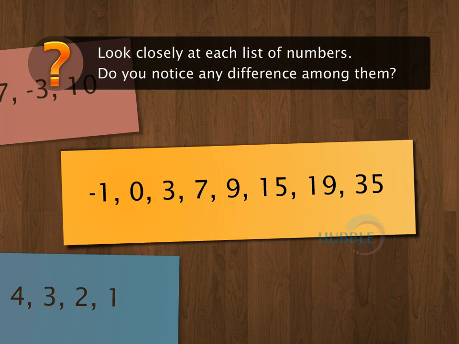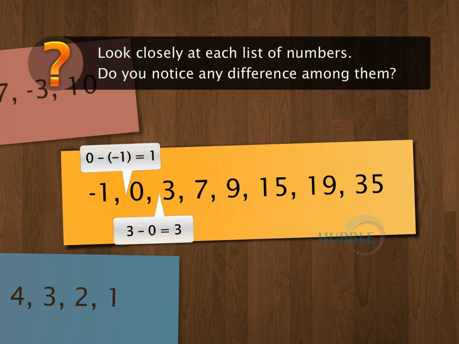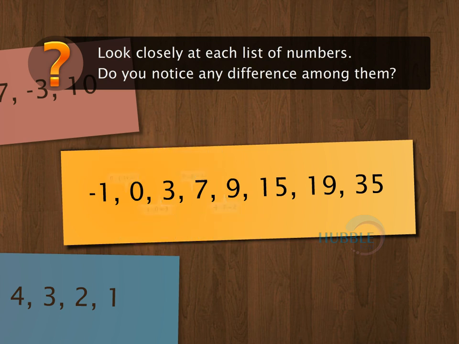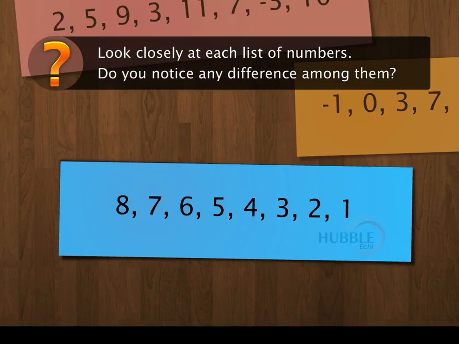For example, the difference between the first number and the second number is 1. The difference between the second and the third is 3. So, the difference between any two numbers in this list is not the same. In the third example, you can see a distinct pattern in the numbers. The numbers are arranged in the descending order, and each number is lesser than the previous number by 1.